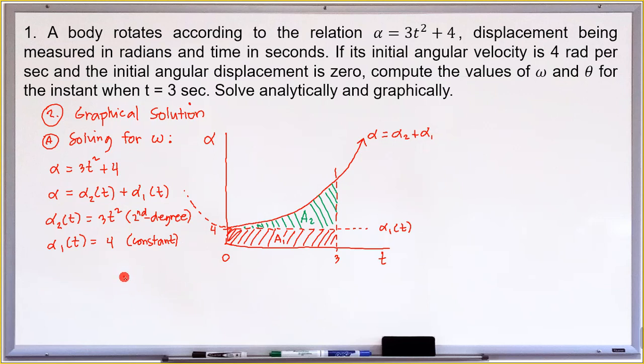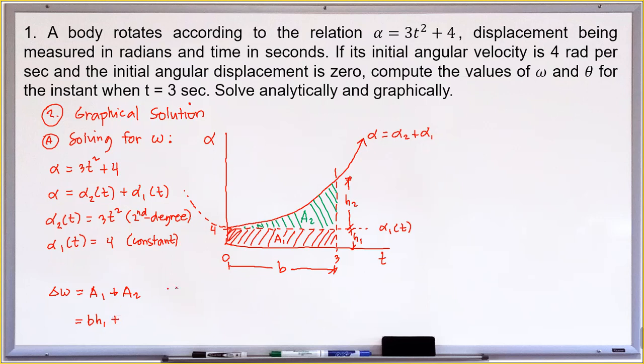Therefore, if you remember our discussion in the previous lesson, the area of the acceleration versus time graph is equal to the change in the angular velocity. So that is delta omega is equal to the area under this curve. So that is equal to area 1 plus area 2. Now for area 1, this is simply a rectangle. This is the base, and this is the height number 1. And we consider the height of area 2 as height 2. So for the first area, that is base, in terms of time, times the height 1, in terms of alpha.